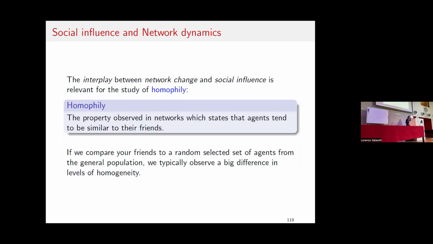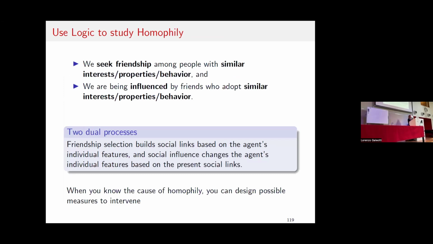What is homophily according to him? It's the property observed in networks which says that agents tend to be similar to their friends. Because if you compare your friends to a randomly selected set of agents from the general population, then you typically observe a big level of homogeneity. And indeed, these two processes, being influenced by your friends or seeking friendship among people that are similar enough to you, are two dual processes. And both are important in the study of homophily.